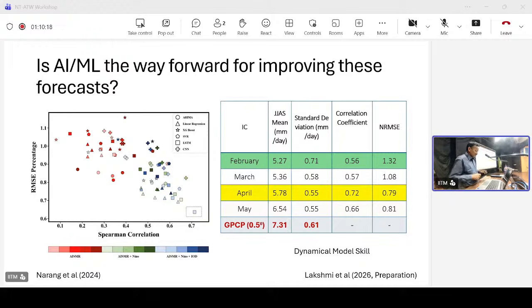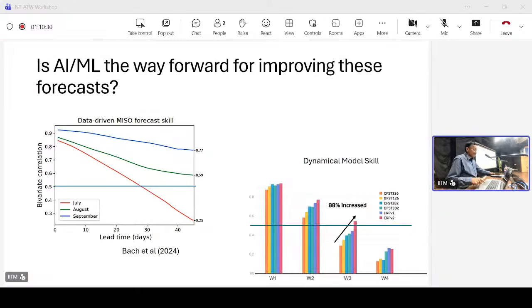Once you come to May, again there is a lot of signal to noise ratio problem, so the skill starts decreasing as well. Same thing, if you look at MISO forecast skills in the ML models, you see that about 28 days you can get good forecasts for the September initial conditions, whereas the dynamical model has not separated them out accordingly. But what you see is that there is a lot of improvement to 21 days in the latest version of the prediction system, version 2.